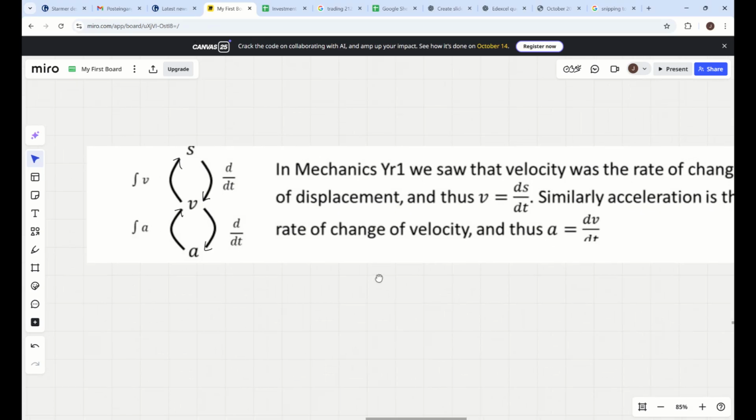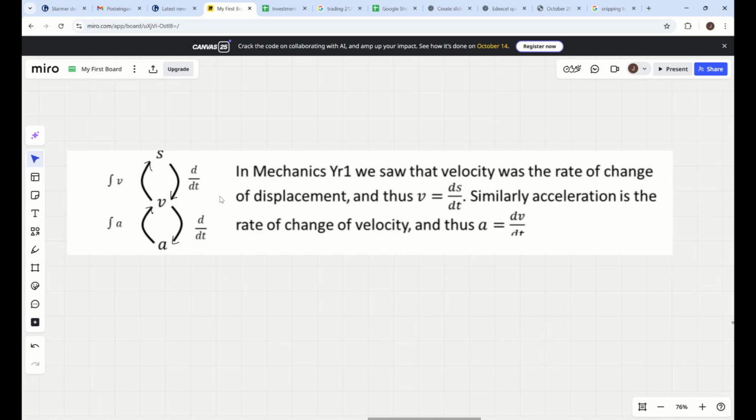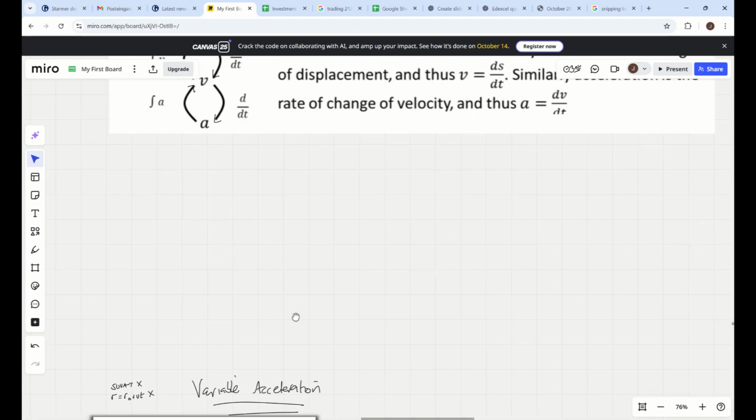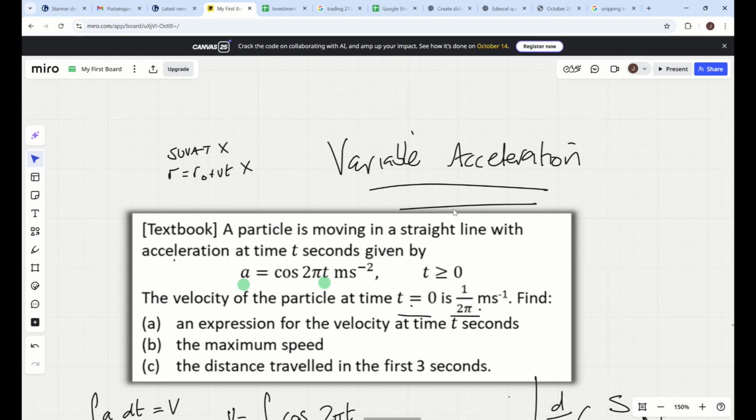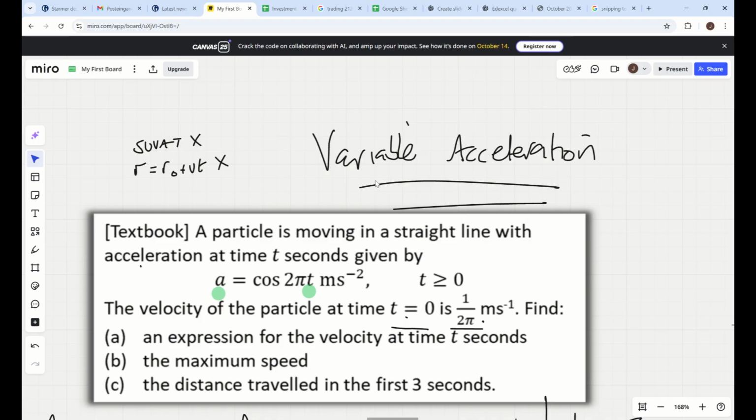Right, so we're going to talk now about the next section, which is all about variable acceleration. You may remember from year one, we talked about displacement, velocity, and acceleration having this relationship, where if you differentiate with respect to time, you can move down, and if you integrate, you can go the other way. What we're doing in this section is variable acceleration, because SUVAT is another way of saying constant acceleration.